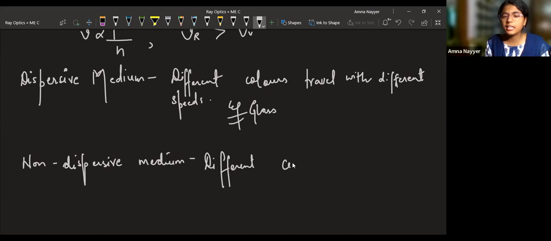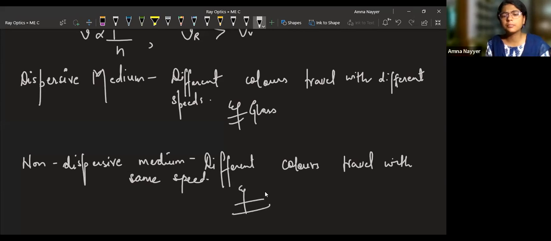So in a non-dispersive medium, different colors travel with the same speed. The best example of this is simply air. Air is one of the good examples to consider for this.